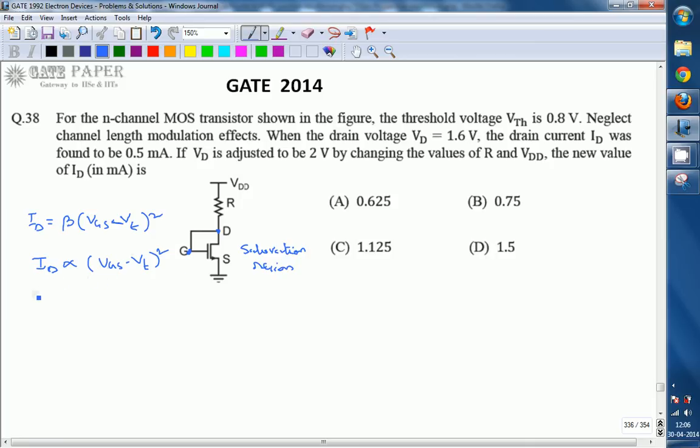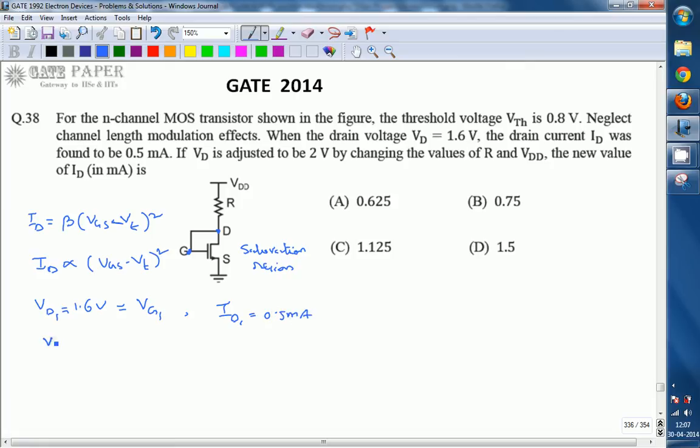So let us assume the first case. Whenever VD1 is equal to 1.6 volts, drain and gate are shorted. You can think of it as VG1, so VD1 is equal to VG1. At that time the drain current observed is ID1, which is 0.5 milliamperes.